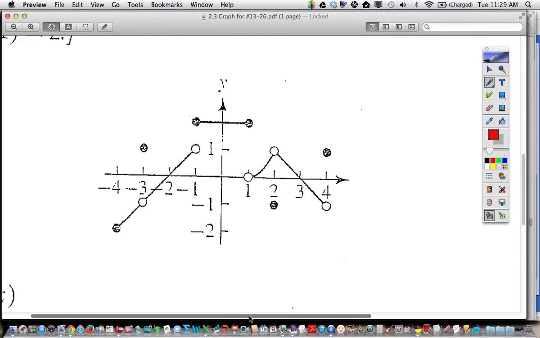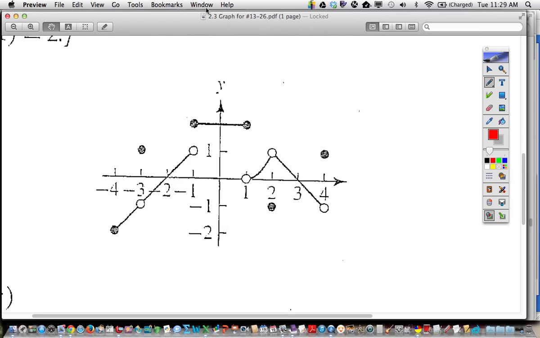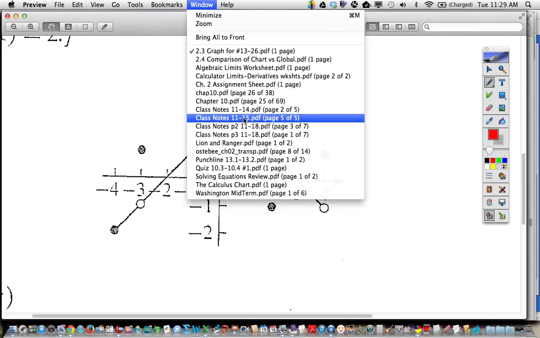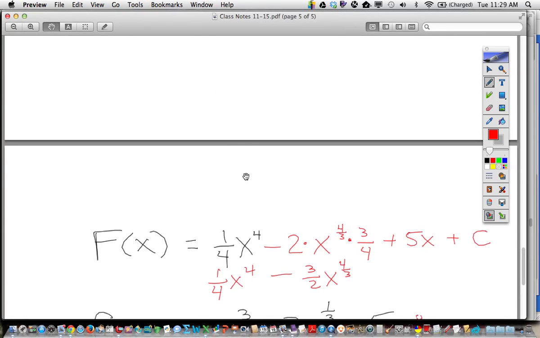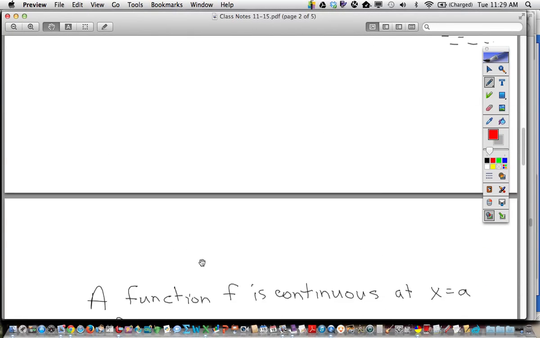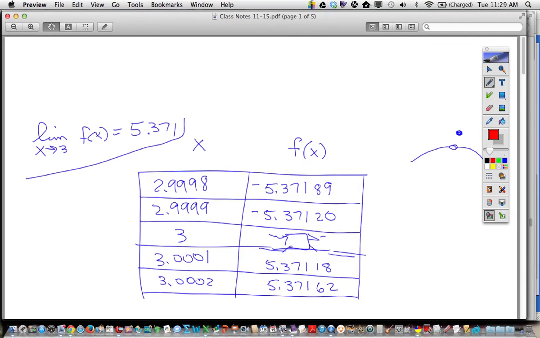From the left is the top part of the table, like 2.998, 2.999 as you get close to 3. That's from the left. What are those approaching? And from the right is the bottom part of the table. If they're approaching different things, then the limit doesn't exist. But if they're approaching the same thing, and I think I did an example of that the other day, the beginning of last Friday, yeah.